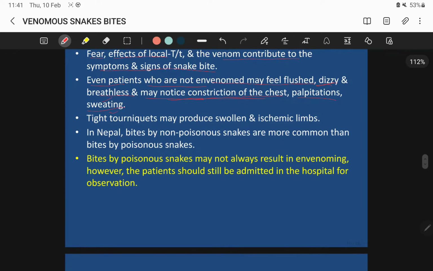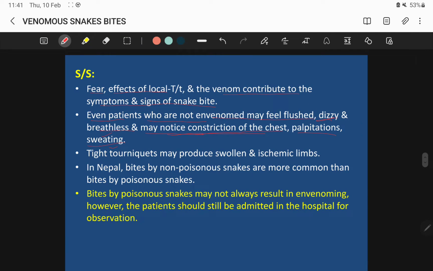Then the other thing is tight tourniquets. Some local people will wrap tourniquets around the limb, based on old thinking and superstitious beliefs, but it can produce swollen and ischemic limbs. No blood can go to the limb, and that will cause swelling, and this can also occur.